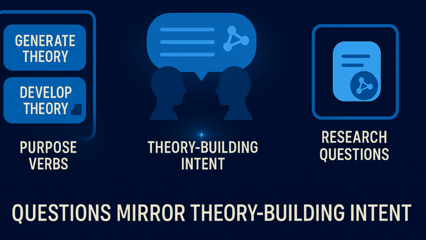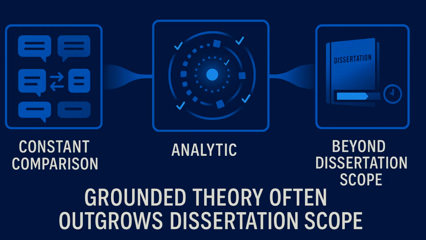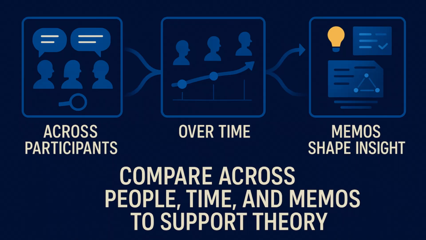Purpose statements use verbs like generate or develop a theory, and research questions mirror that intent. Because grounded theory requires constant comparison and analytic saturation, it often stretches beyond the scope of a dissertation. Triangulation supports the theory by comparing data across participants, over time, and through memos that reveal how insights take shape.